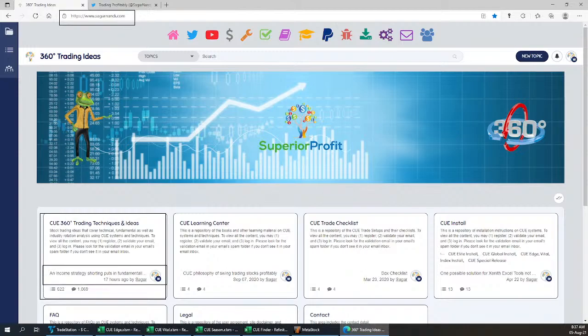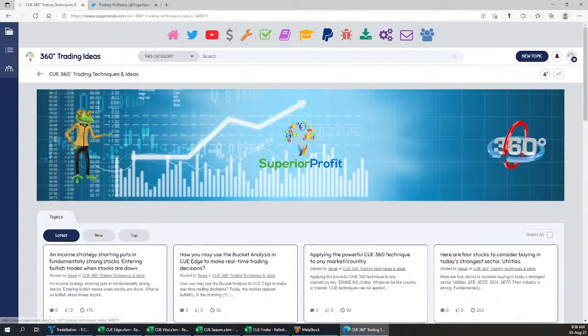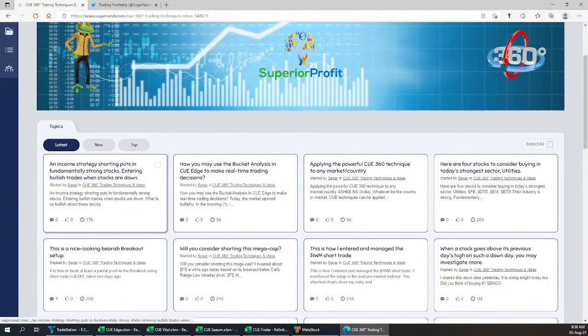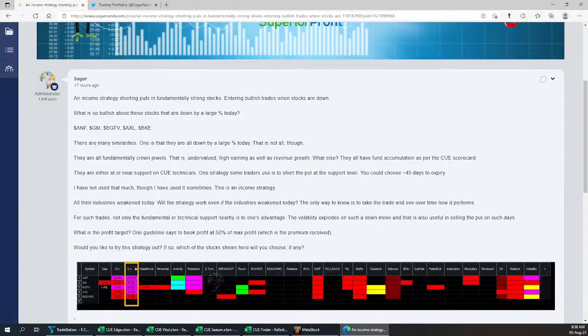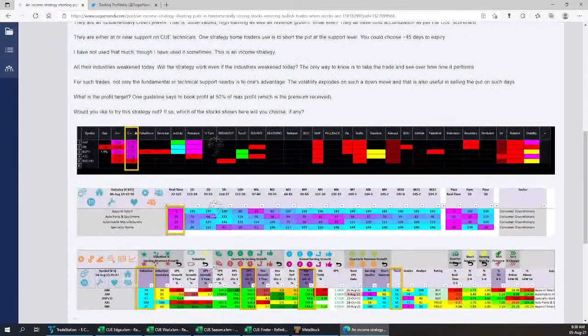Yesterday, I shared an income strategy. It is a known strategy, that is to short the put on fundamentally strong stocks that you don't mind holding if they come down, but you would like to buy them at a lower price. And these are the stocks that I identified. Let me show you the snapshots first that I shared yesterday.